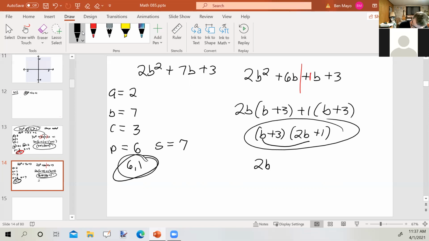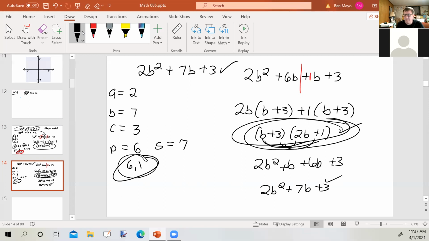This would be 2b squared plus b plus 6b plus 3, 2b squared plus 7b plus 3, and it checks. So there is the correct factoring. Everybody okay? Any questions? All right, we'll continue.